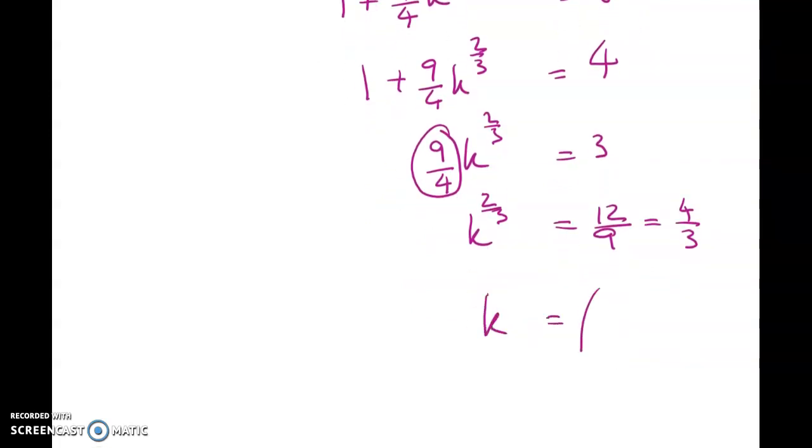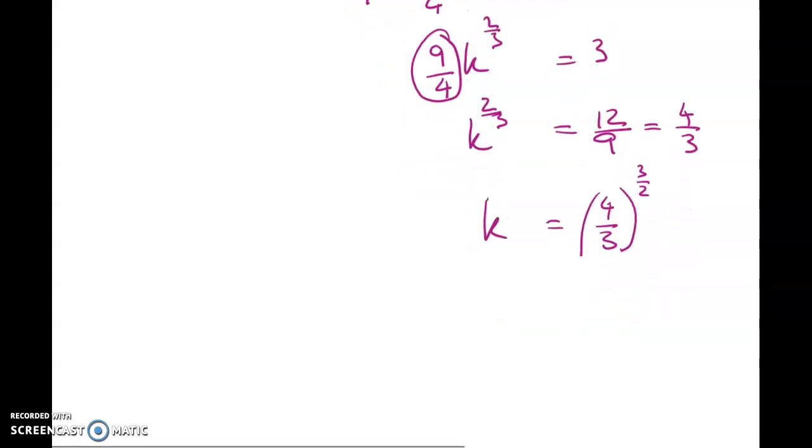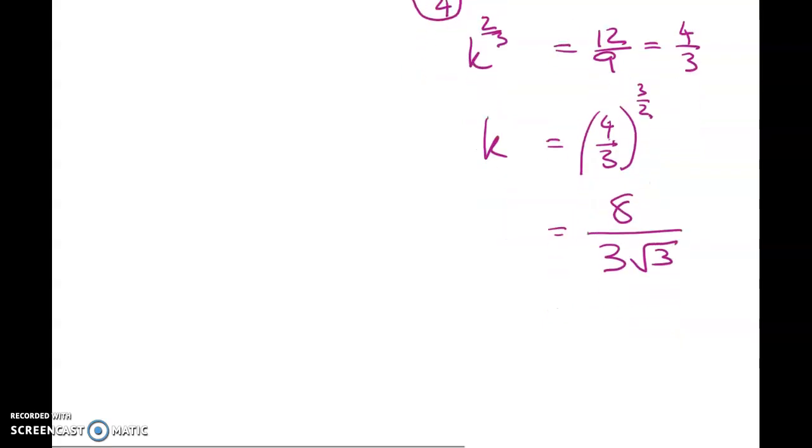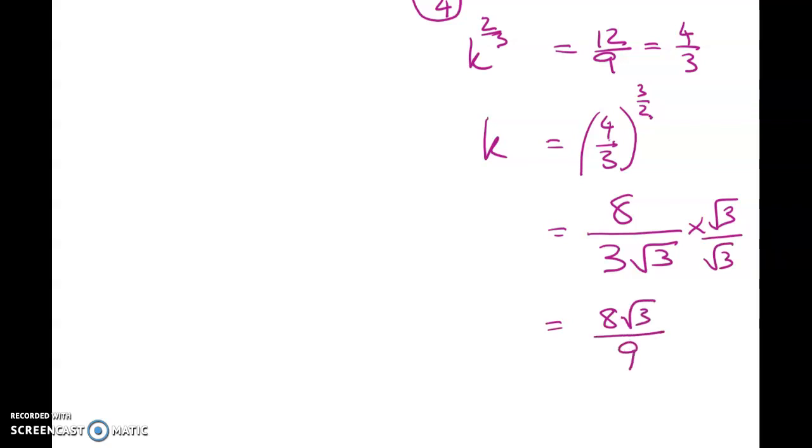So finally, at last, we get this. K is equal to 4/3 to the power of 3 over 2. But that looks really ugly, so let's clean that up. So the denominator, 3 to the power of 3 over 2, we can write as 3 root 3. And the numerator, 4 to the power of 3 over 2, square root of 4 is 2, 2 cubed is 8. So that's one final answer. If you want to rationalise the surd, you can write that as 8 root 3 over 9. So there you go. Not too bad a question.